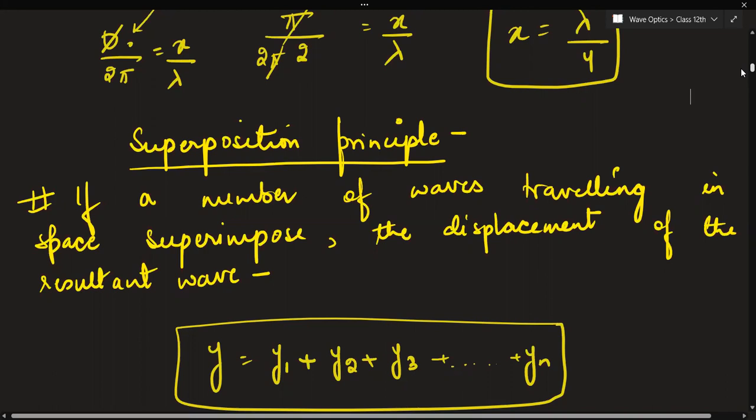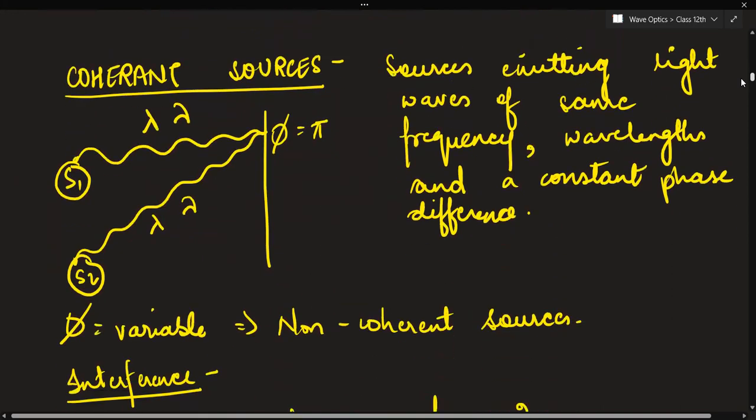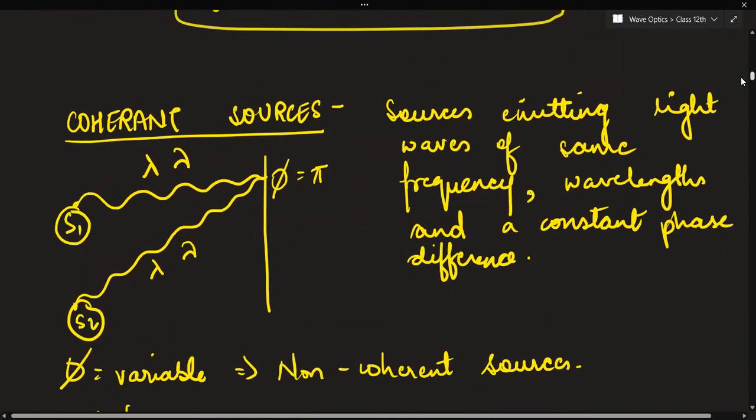Fine. So coherent sources are what? When two waves are having, I'll show you. See, sources emitting light waves of the same frequency, wavelength, and a constant phase difference are known as coherent sources. All these sources are known as coherent sources.